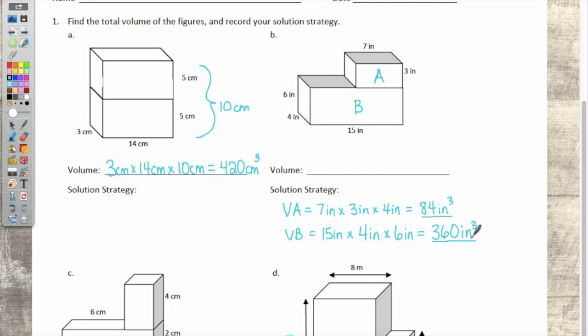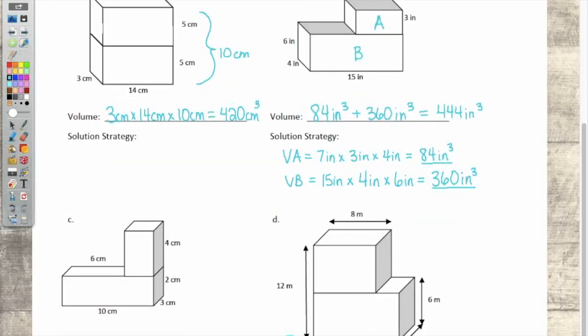Now to figure out the volume of the composite figure, I add the volume of A plus the volume of B. So I've got 84 cubic inches plus 360 cubic inches equals 444 cubic inches. So that's how we're going to do them.